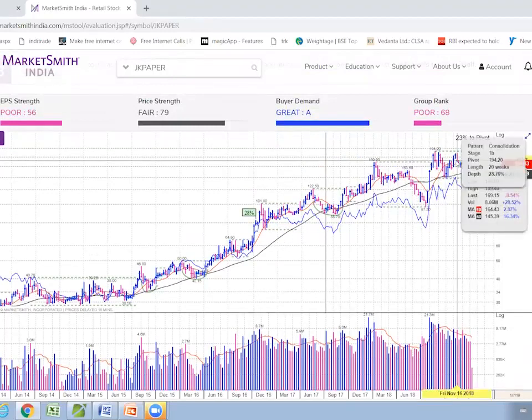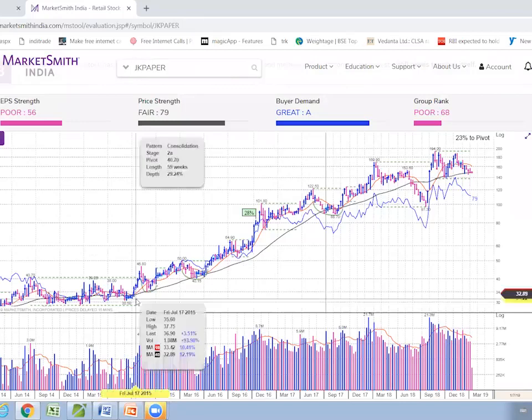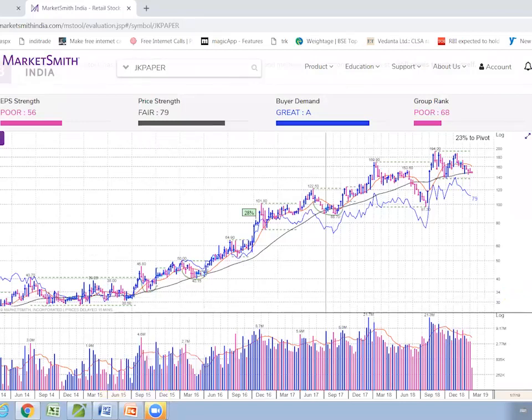The pivot is at 194, which is 23% above. And mostly the stock has got good support at the 200-day moving average. This black line is the 200-day moving average. Whenever it tried to breach, it got good support. Since this point, July 10, 2015, it hasn't breached the 200-day moving average.